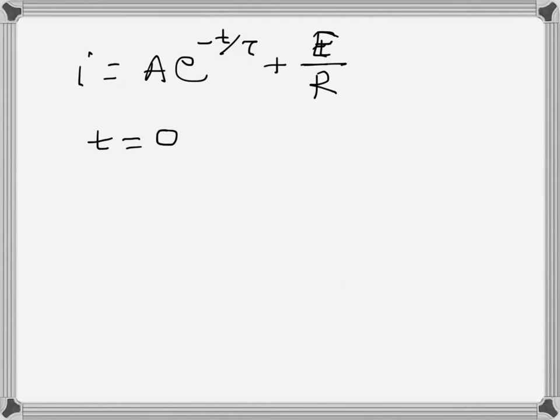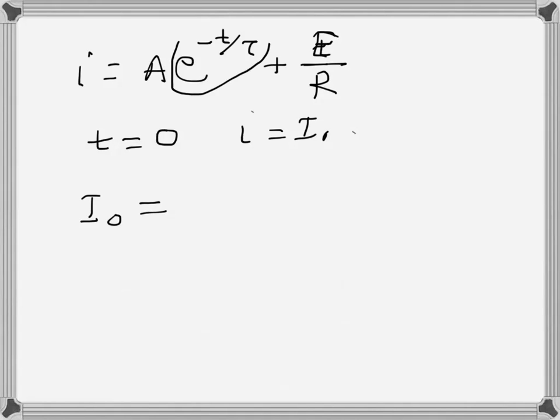So the total current will be A e to the power minus t over tau plus E over R. This one we know. Now we will have to use the boundary condition when t is equal to 0. Let's see what it takes. When t is equal to 0, that means when the circuit was just closed, I is, say, I naught.